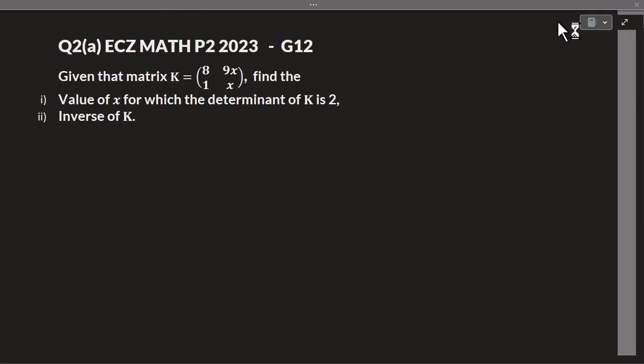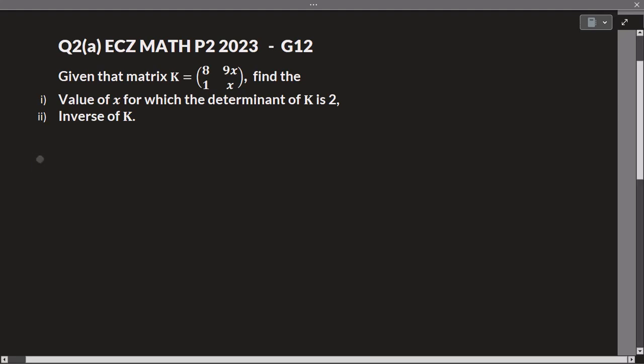With the first question done, we now know what is expected, and I will just go through the other questions to get you comfortable with what you're supposed to do. If you've gotten the idea, I would encourage you to pause the video, try this question, and see whether we'll have the same answer. The first thing we're going to do for our question here is find the value of x. We've been given a matrix K, and this matrix K is 8, 9, x, 1, and x. We have been given that the determinant of this matrix K is equal to 2.